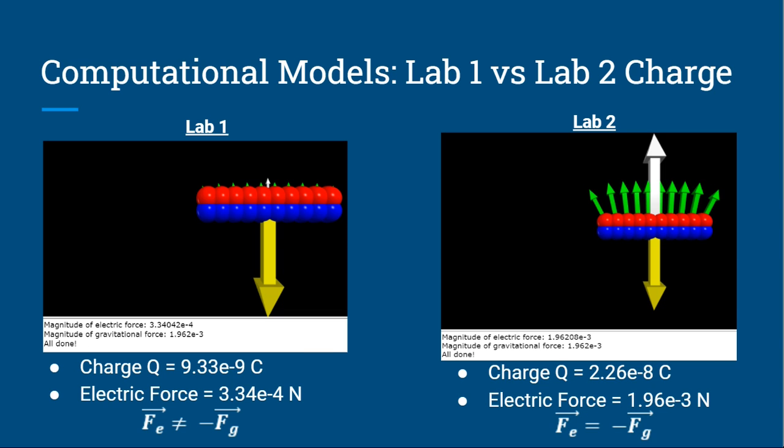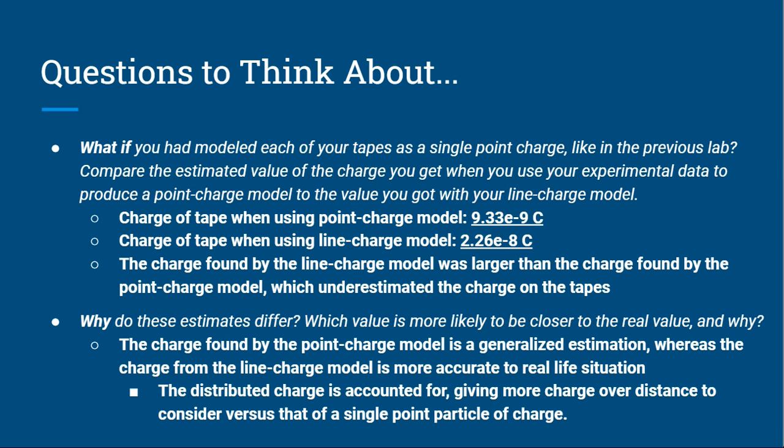Here are some questions to think about. What if you had modeled each of your tapes as a single point charge, like in the previous lab? The charge of the tape when modeled as a point charge was 9.33 times 10 to the negative 9th power coulombs, whereas the charge of the tape when modeled as a line of charge was 2.26 times 10 to the negative 8th power coulombs, which is a larger value than the Lab 1 estimation. The Lab 1 charge was an underestimation.